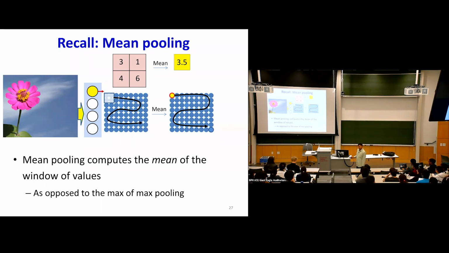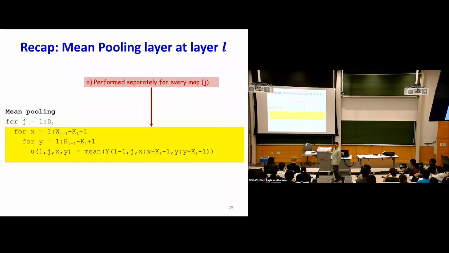Okay, and here the code is basically the same, except it's an even simpler piece of code. Instead of finding the index of the maximum location and then copying the value over, you just computed the mean of the values in the window.